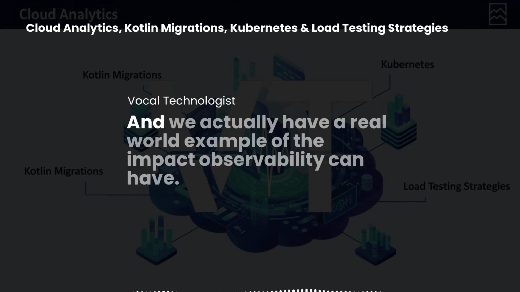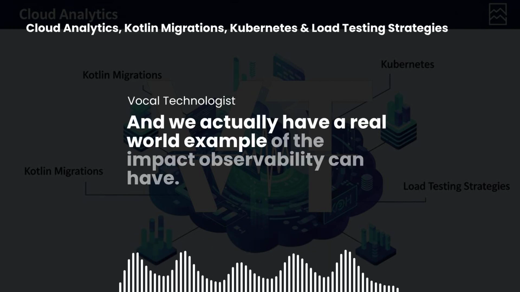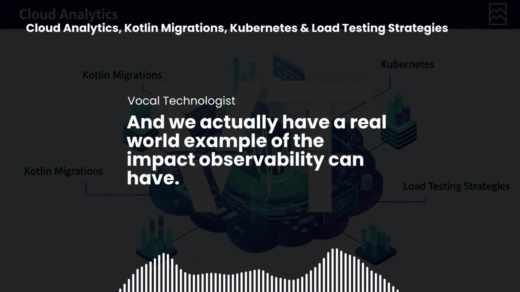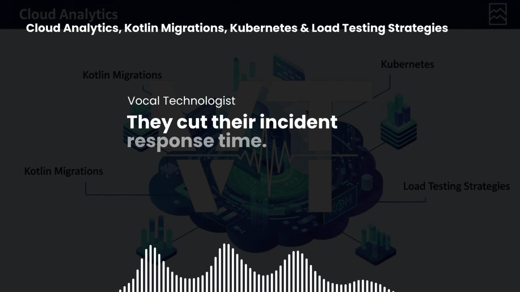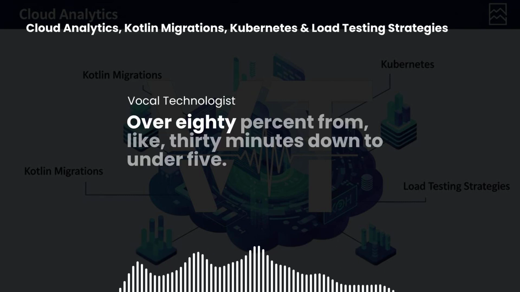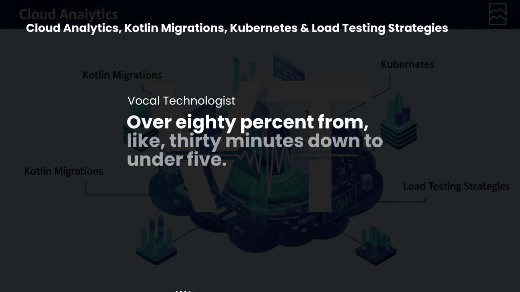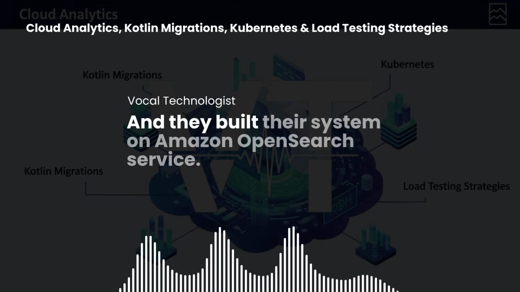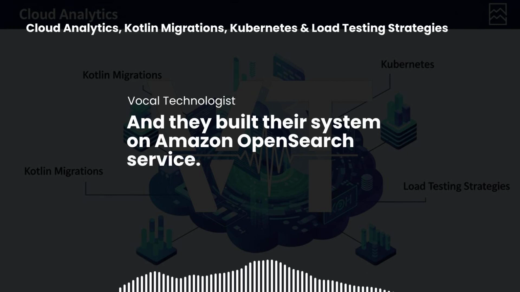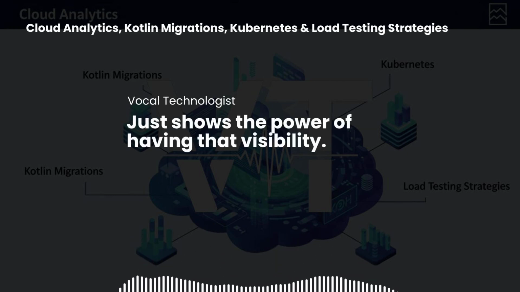Okay, that makes sense. And we actually have a real-world example of the impact observability can have. Zeta, the banking platform. Oh yeah, that was impressive. They cut their incident response time by over 80%? From like 30 minutes down to under 5, that's huge. It really is. And they built their system on Amazon OpenSearch Service. Just shows the power of having that visibility.